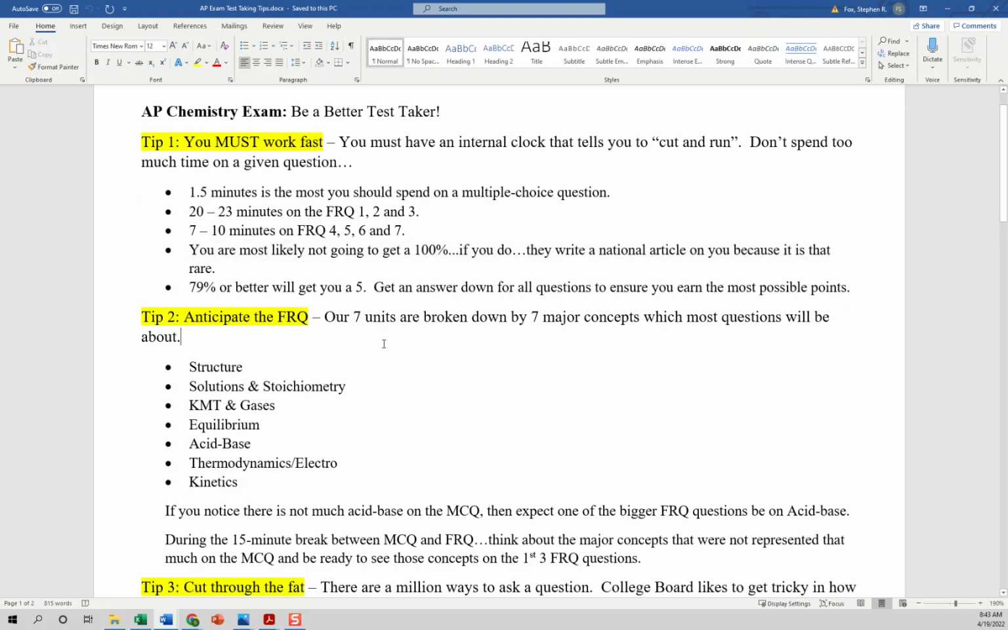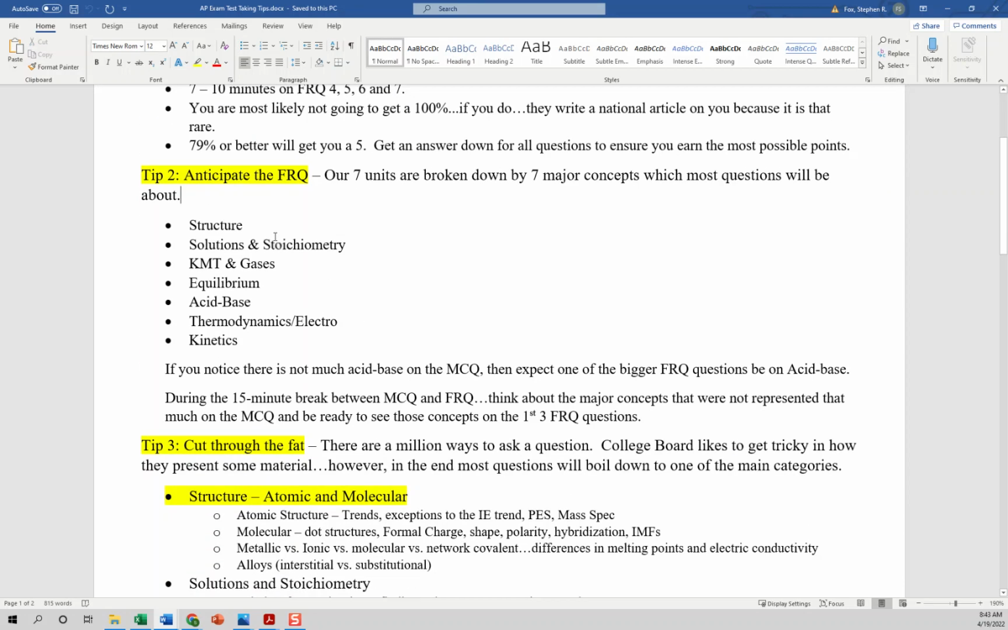So I would say the next test taking strategy is understand that these are the basic topics that the questions are going to be asked about. Now, there might be some random lab thing in there, but the majority of the questions, we're talking 90, 95% of the questions, are going to fall under one of those categories. Unit 1 was all about structure, whether it's atomic structure or molecular structure. Unit 2, solutions and stoichiometry. Unit 3, KMT and gases. And we also did thermo there, but thermo is also covered again in thermodynamics.